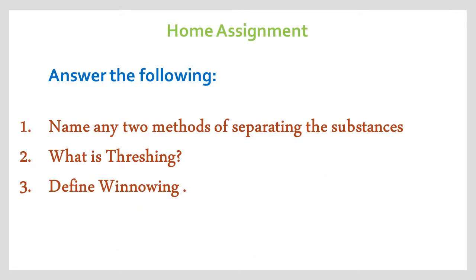Children, remaining concepts we will discuss in the next class. Now note down the home assignment. Answer the following. First question: name any two methods of separating the substances. Second question: what is threshing? Third question: define winnowing. Children, we will join in the next class.